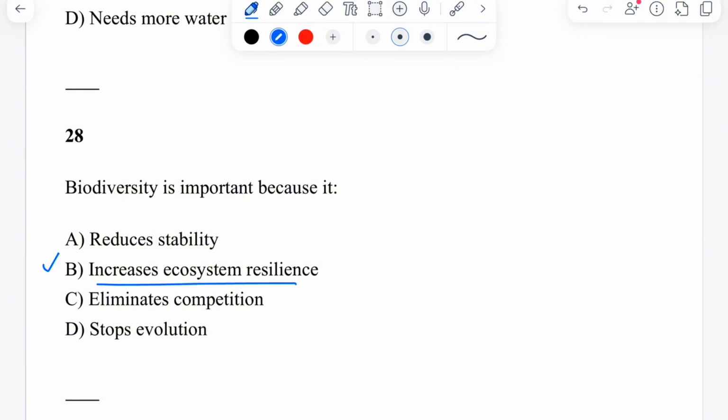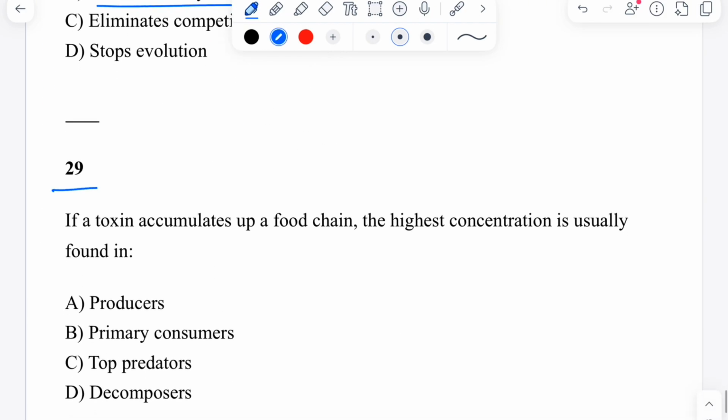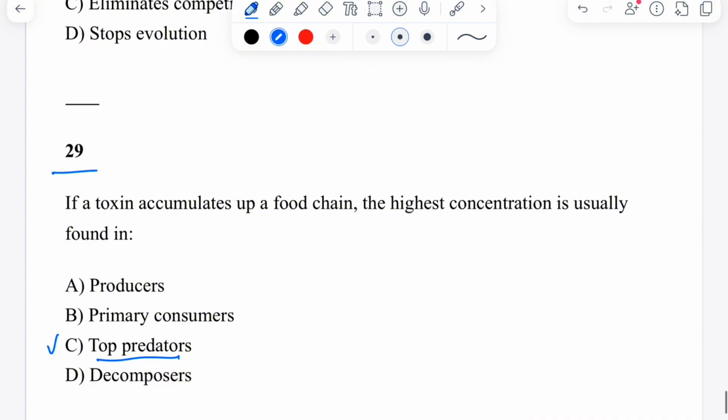Biodiversity helps ecosystems remain stable and recover from environmental changes. 29. If a toxin accumulates up a food chain, the highest concentration is usually found in A. Producers, B. Primary consumers, C. Top predator, and D. Decomposers. So 29, number C, top predators.